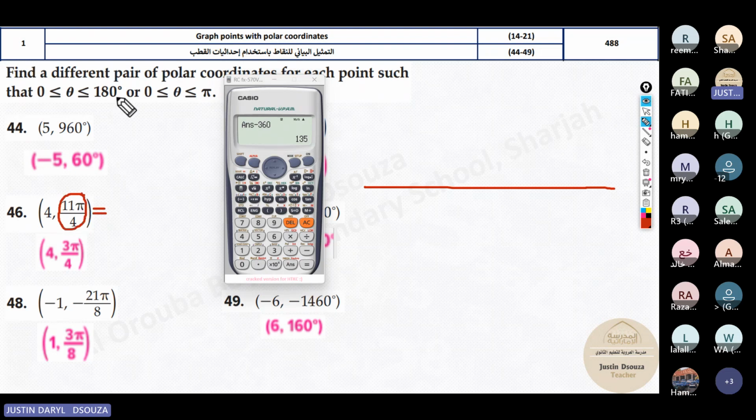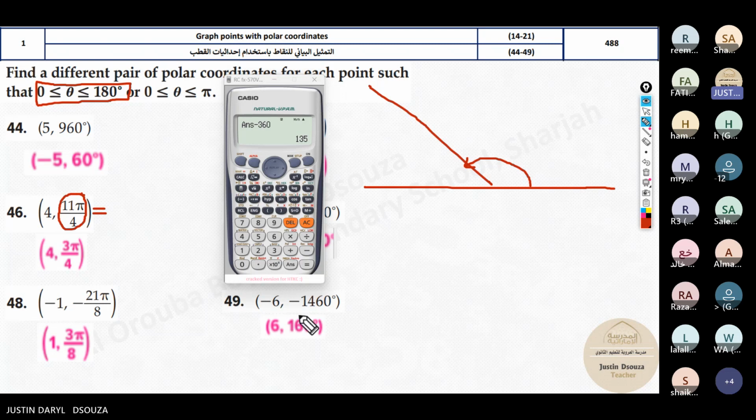Now here, why do you want to subtract 180? You do not, because it's within this range. Isn't it within this range? It's below 180. So 135 degrees is somewhere over here. You're getting the answer, so you're not subtracting this by 180.